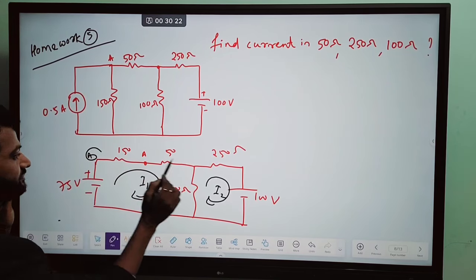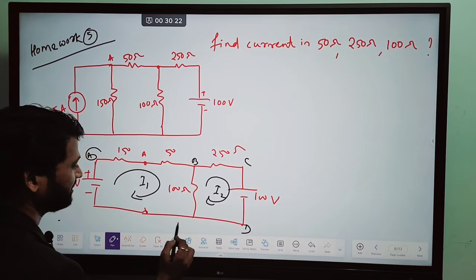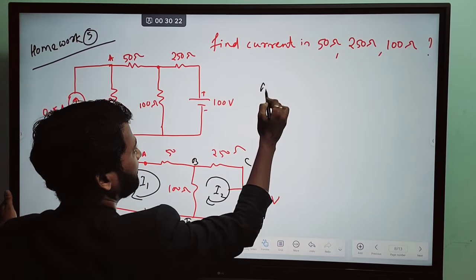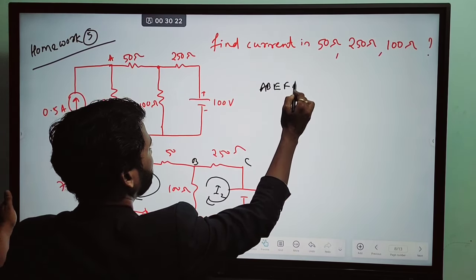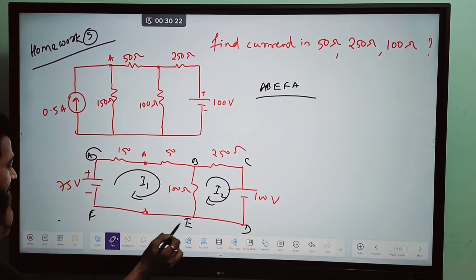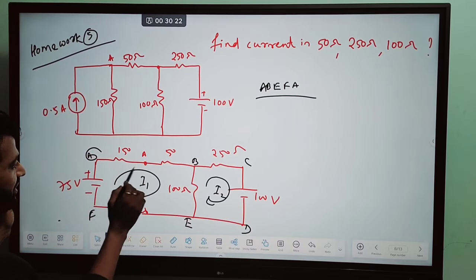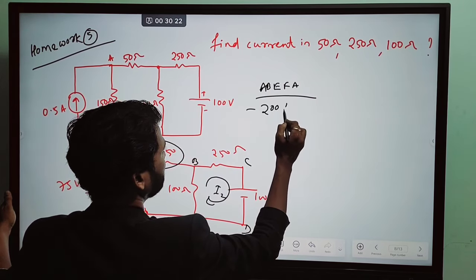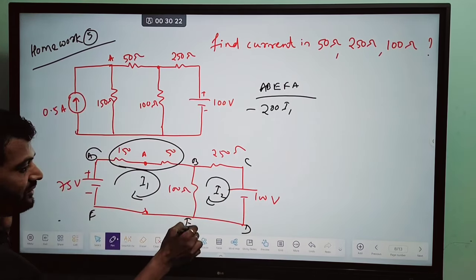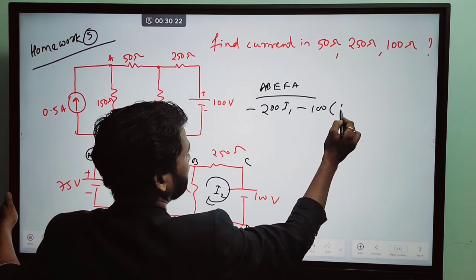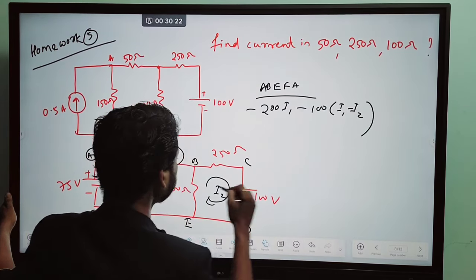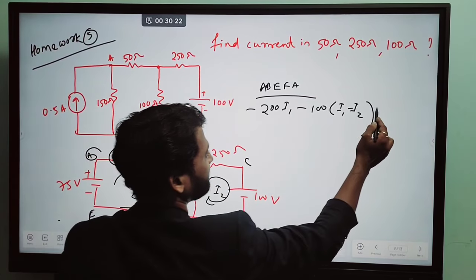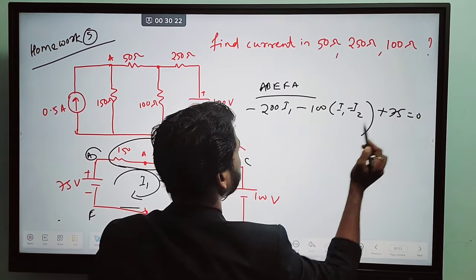Naam de do A, B, C, D, E, F. So first mesh is A, B, E, F, A. Okay, A, B, E, F, A. So what is the resistance here? 150 plus 50, 200. So it will be minus 200 I1. Next B to E, it will be minus 100 (I1 minus I2). E to F, leave it. F to A, it will be plus 75. So it is plus 75 will be 0.